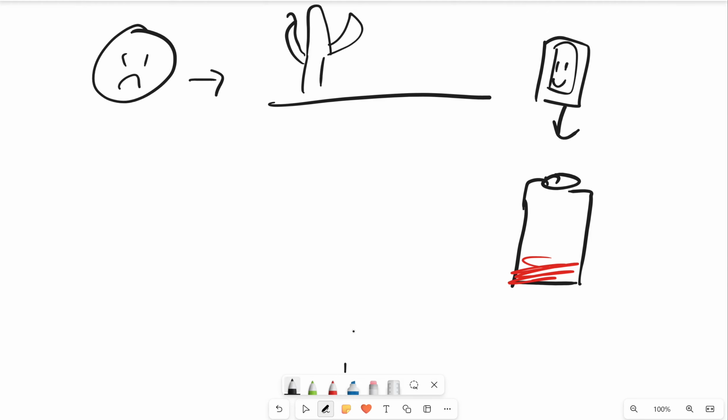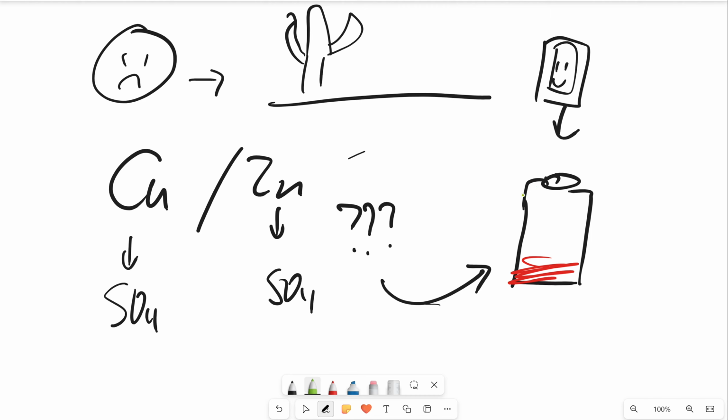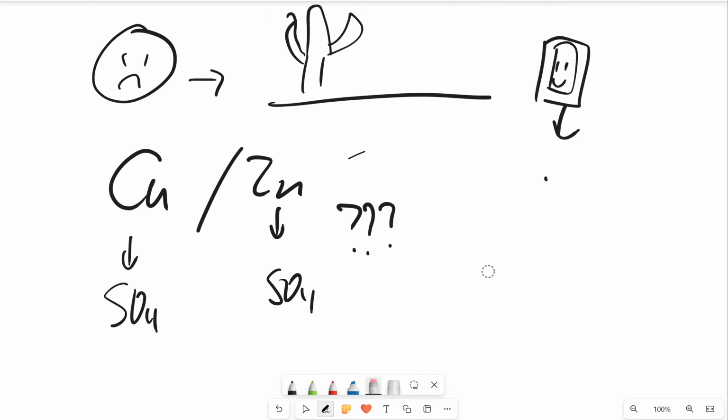You look around you, and you luckily have some copper and some zinc. Okay, so you have some copper and some zinc. And then, of course, you for some reason have the sulfate versions of both of those. What do you do? What can you do? Well, what you can do is you can make a battery to charge your phone's battery and get you back up to that green. Okay, but how do you do this?